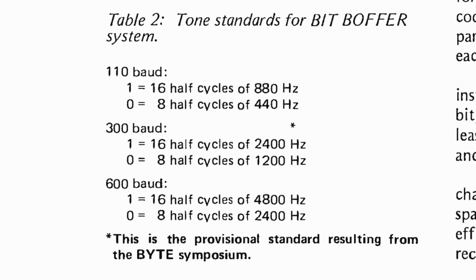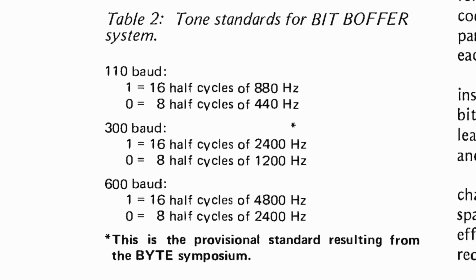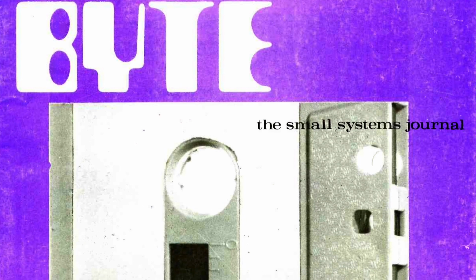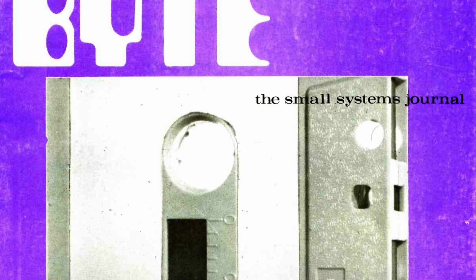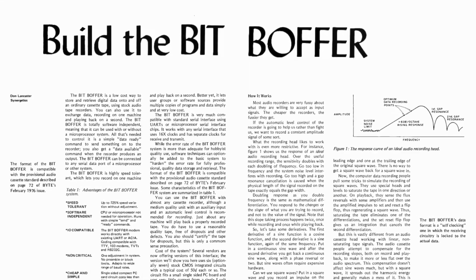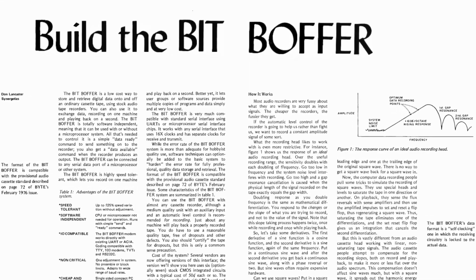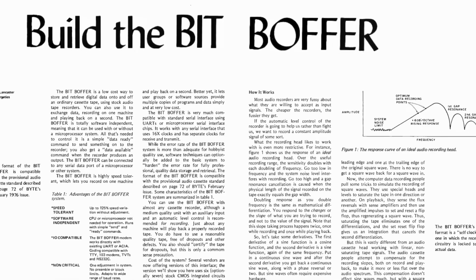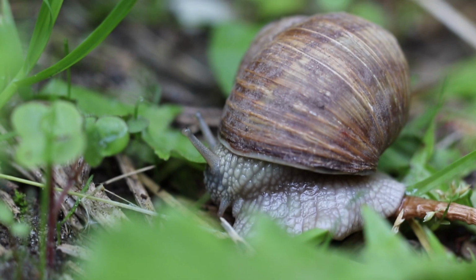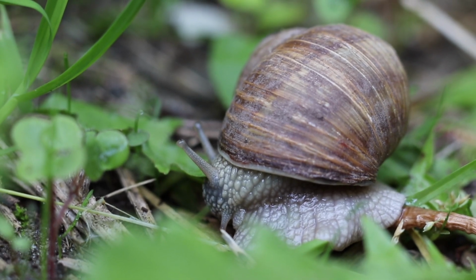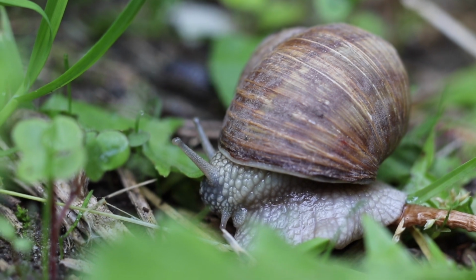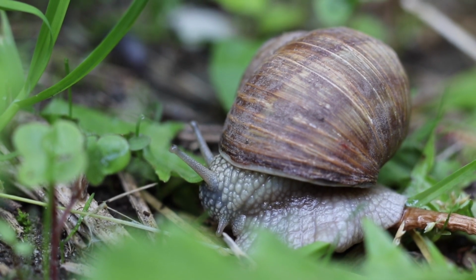By the late winter of 1976, these efforts hit the press, and the March issue of Byte had a complete schematic for a tape interface in Don's article, Build the Bit Buffer. Even though the standard itself didn't succeed in making one universal tape format everyone could use, it certainly did make it clear that tape was a reliable and cheap mass storage medium, even if it was a bit slow.